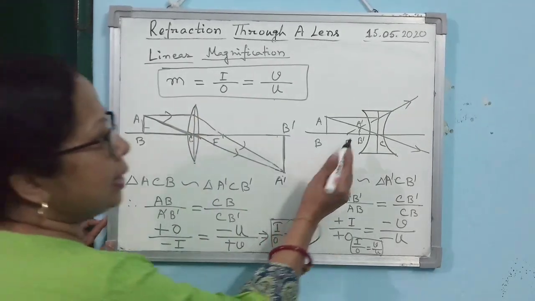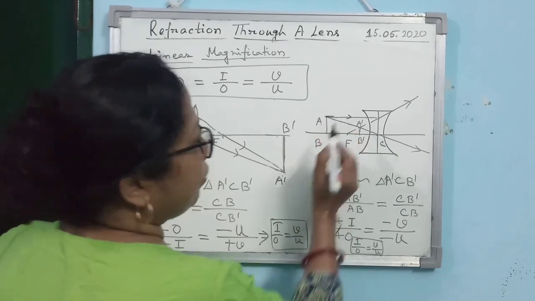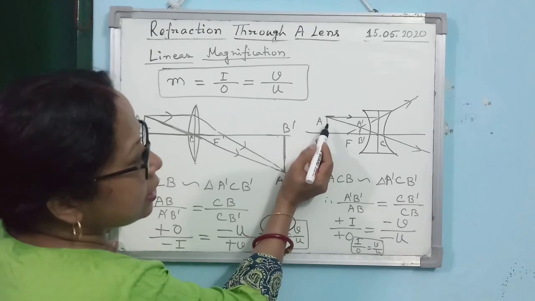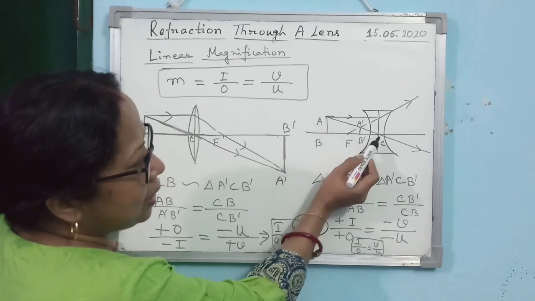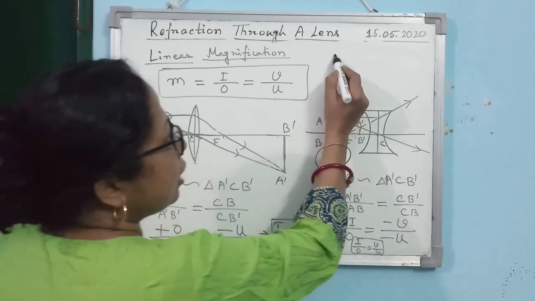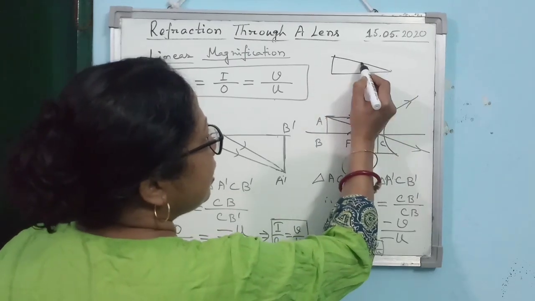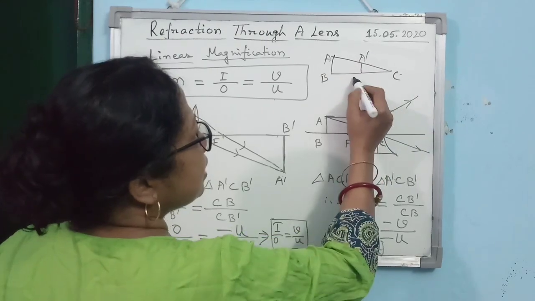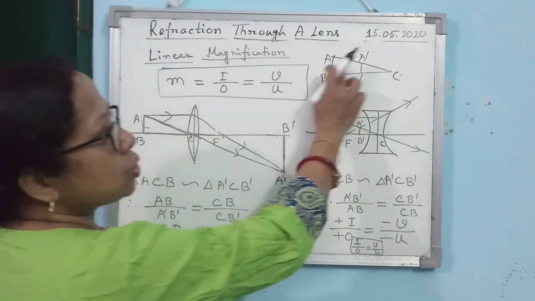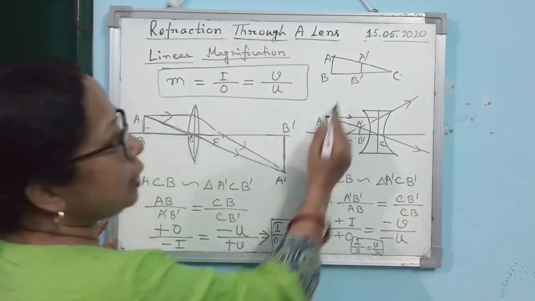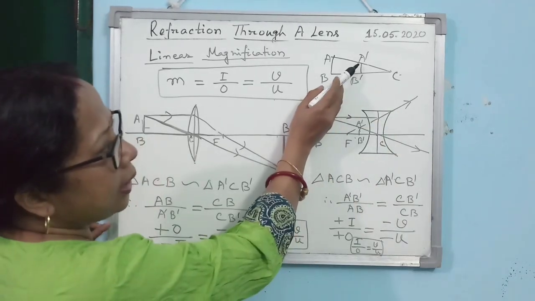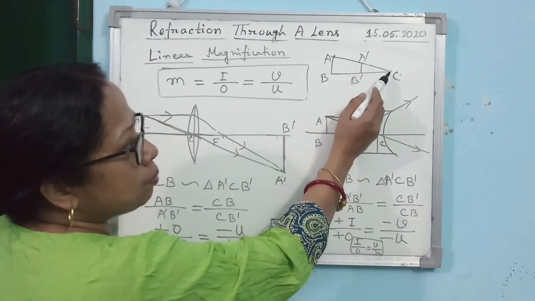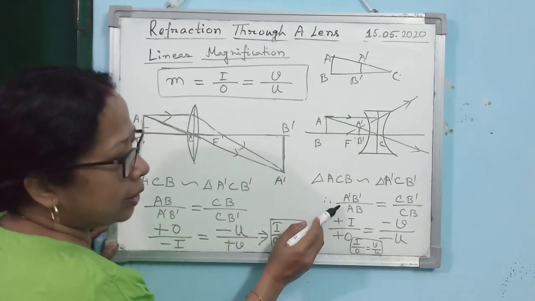Then next one is image formation by concave lens. Alright. So already this one also you have done. So in this case you see, look at these two triangles A, B, C and A dash, B dash, C. If I just draw it separately, then you see it is looking like this. This is A, B, C and this is A dash, B dash, C. So these two are similar triangles. So if these two are similar triangles, then what you can write? A dash, B dash by AB will be CB dash by CB. Okay. So I have written that.